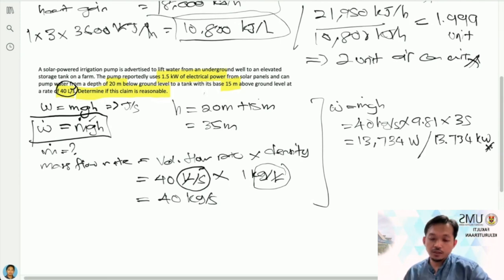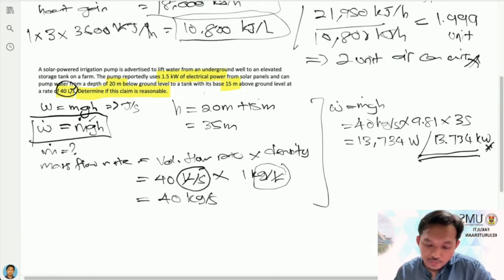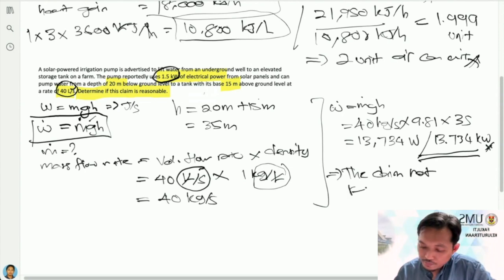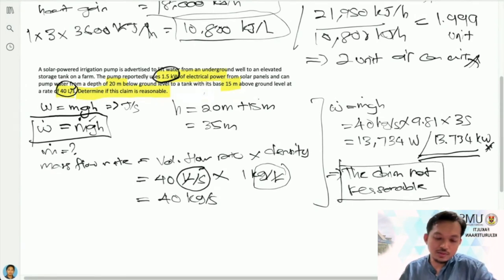Okay. Now, we can see here that this is the minimum power required, whereas this statement claims that they can use 1.5 kilowatt. So what is the conclusion here? All right. So what we can say is that the claim is not reasonable. This guy is trying to cheat the salesman.